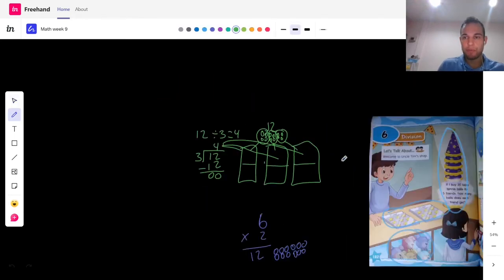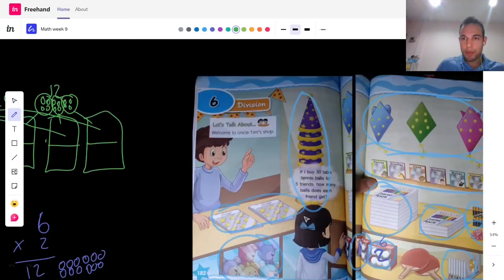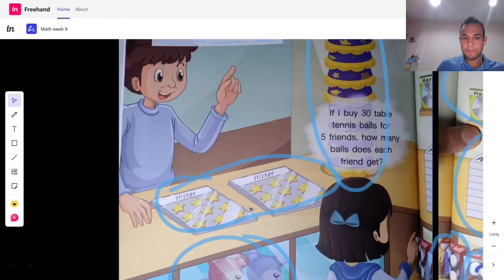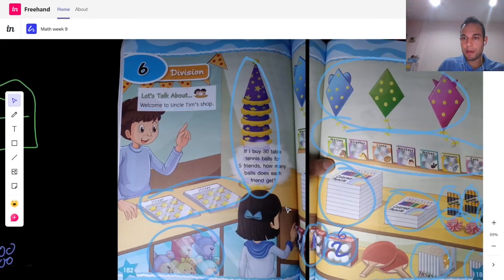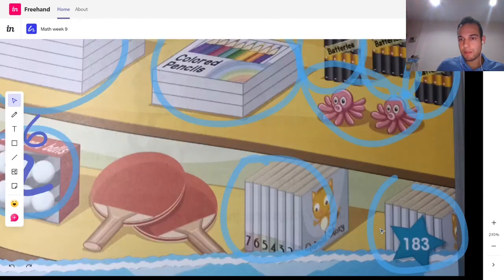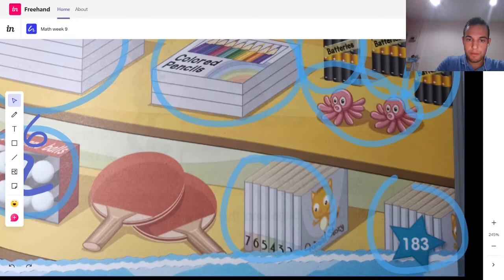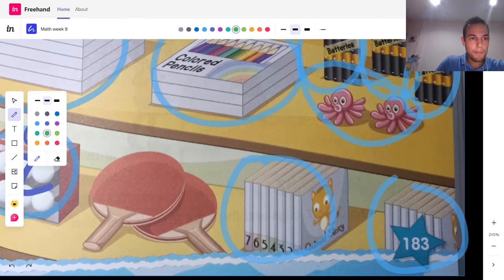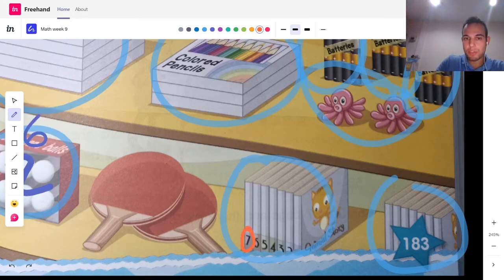What else do we have in the shop? What do we like? How about our books? Let's look at the books. We have 7 books. I'll change the color now. How about orange? We have 7 books, and we have 2 packages, 1, 2, of 7 books.